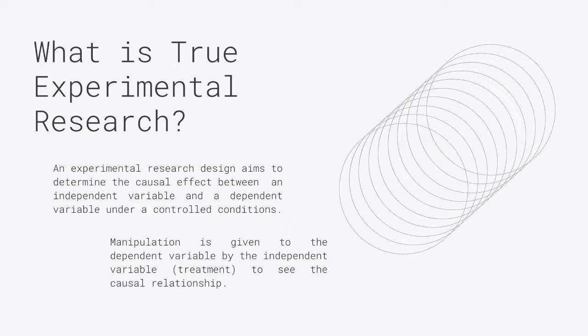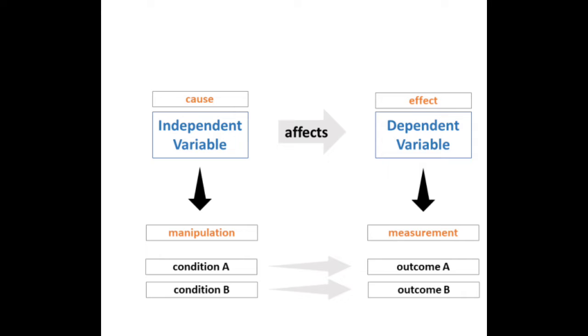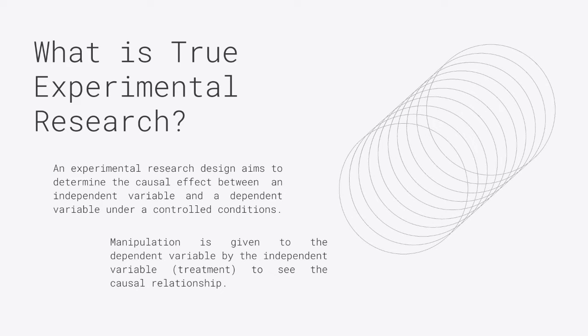So one of the keywords in true experimental research is manipulation, which is given to the dependent variable by the independent variable to see the causal relationship, or the changes, the effect, meaning that if the independent variable is changed, its value will also change the dependent variable value. A simple example of this would be maybe a researcher wants to see how a Panamex affects a patient with migraine. So the patient with migraine is the dependent variable, while the Panamex is the independent variable, or the treatment.